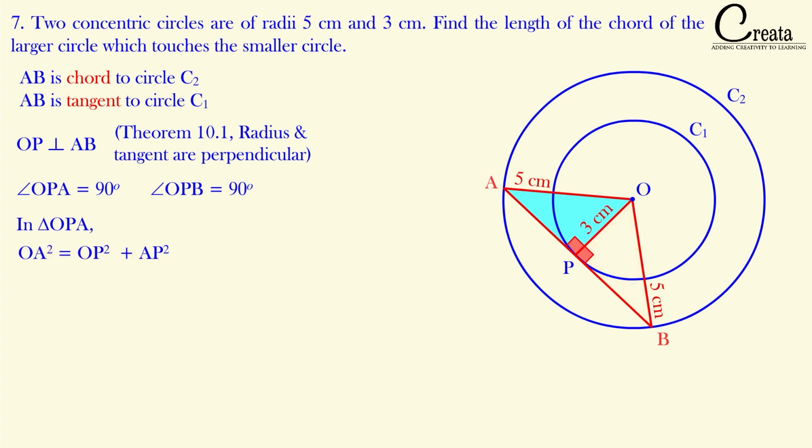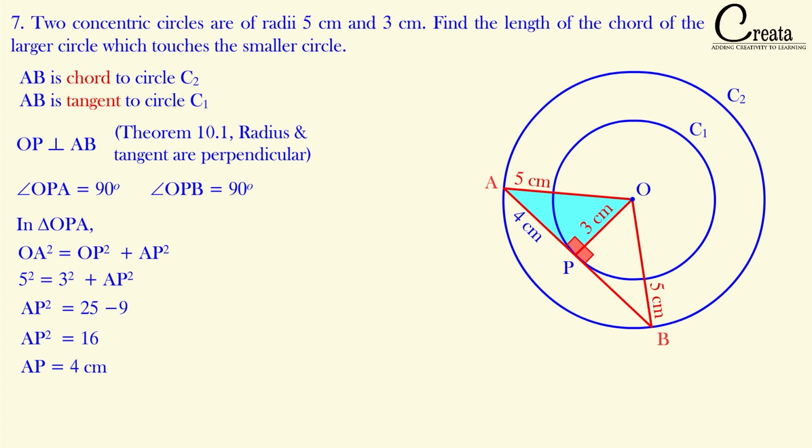OA square is equal to OP square plus AP square. OA is 5 and OP is 3. Let's put the value. We got AP as 4 centimeter, one segment of the chord.